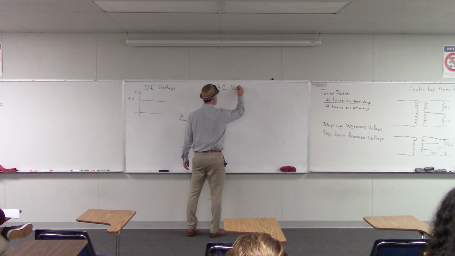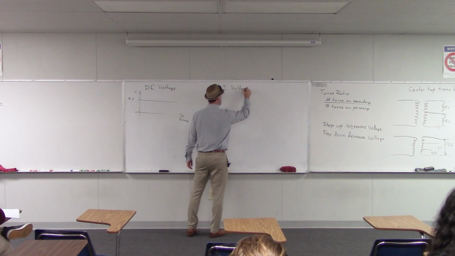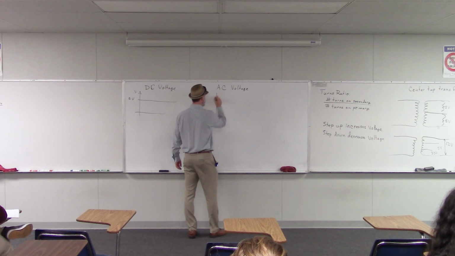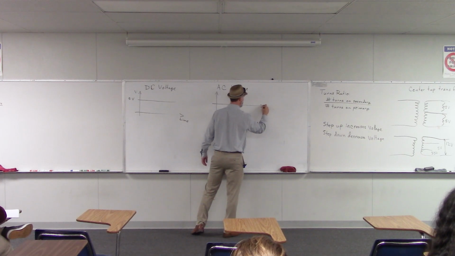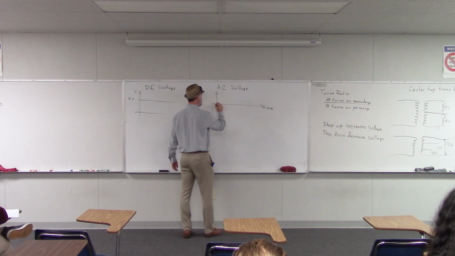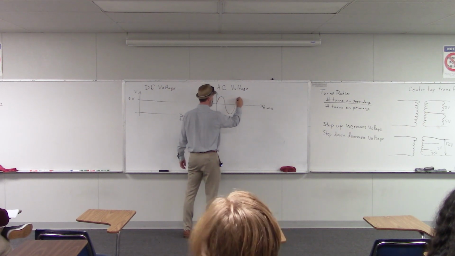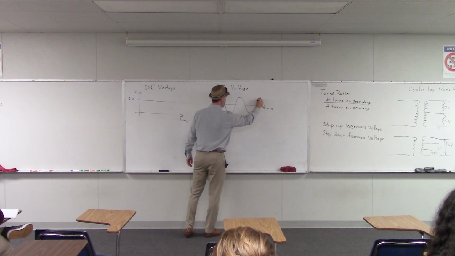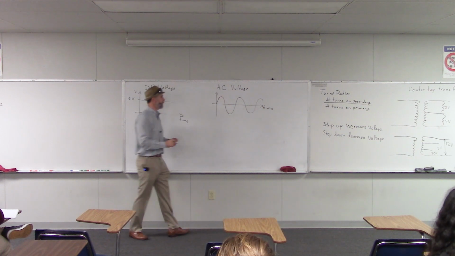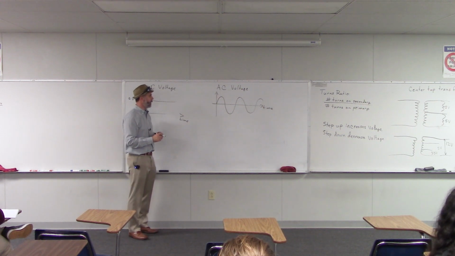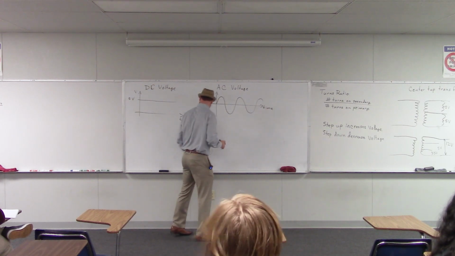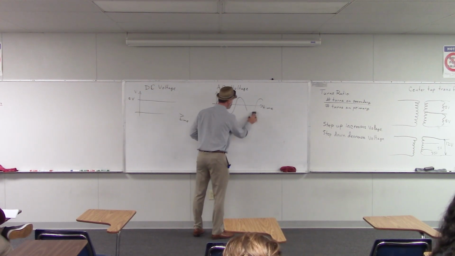An AC voltage is a voltage that changes over time. So an AC voltage goes up and is positive for part of the time and then goes negative, positive and negative, and so on. And it turns out there's actually several different ways of quantifying an AC voltage.